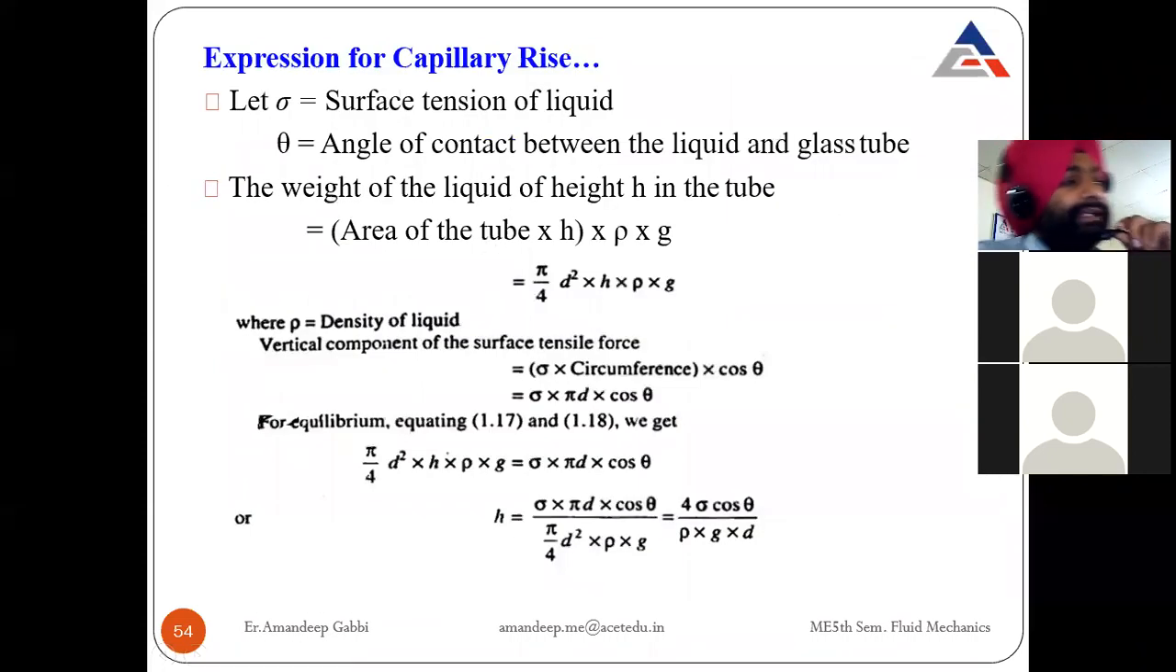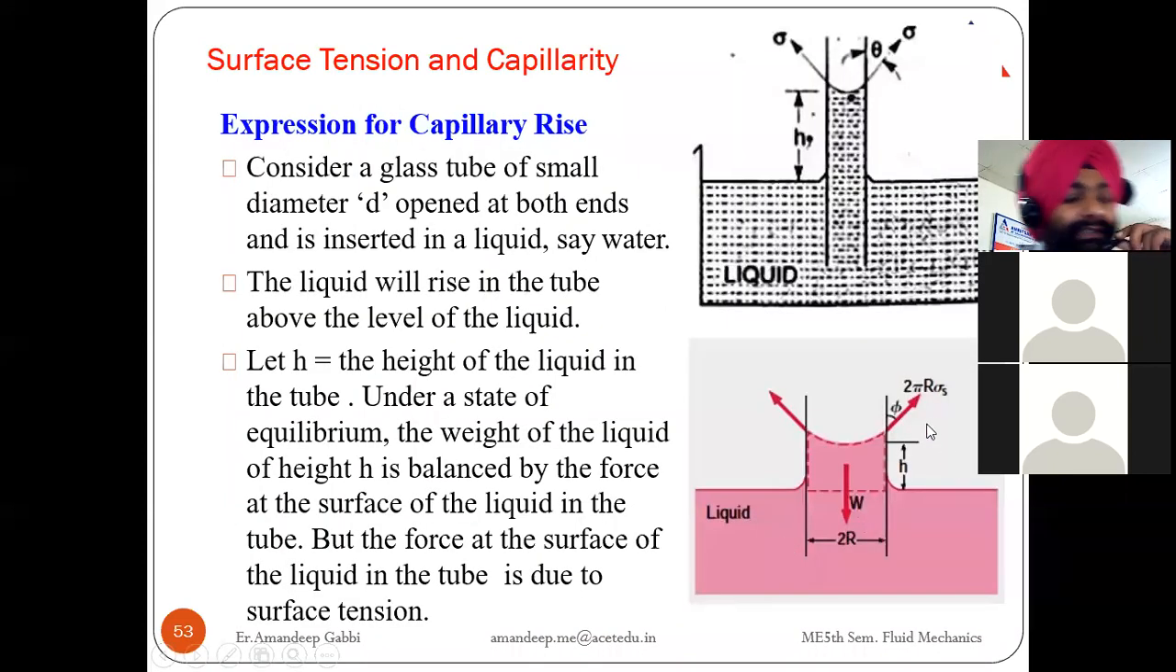Now let sigma be the surface tension of the liquid, and theta the angle of contact between the liquid and the glass tube. What is this angle theta? This is the angle we are talking about. Generally, when a liquid rises in a capillary tube, the surface is never a straight line. It is in a curved form, right?